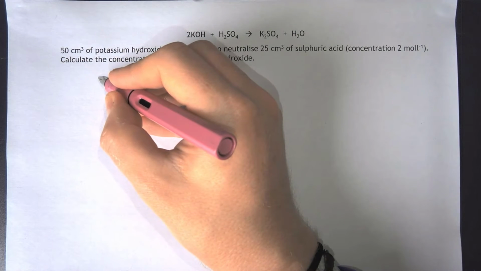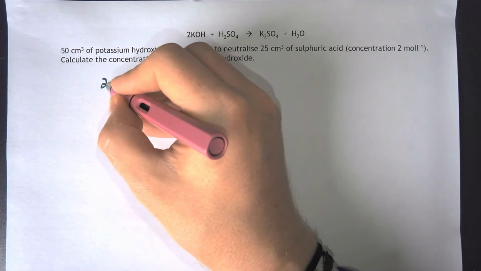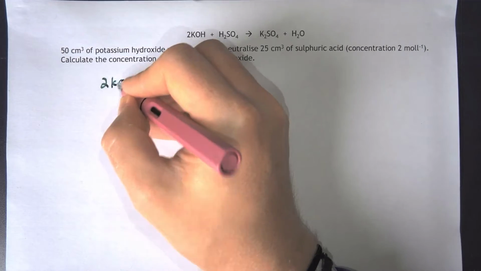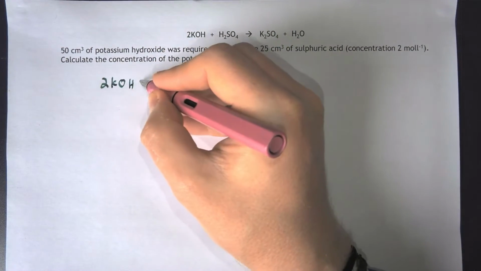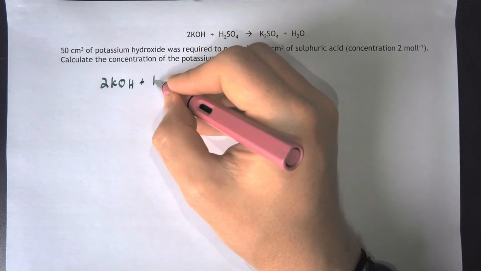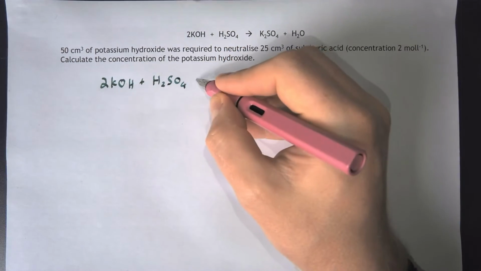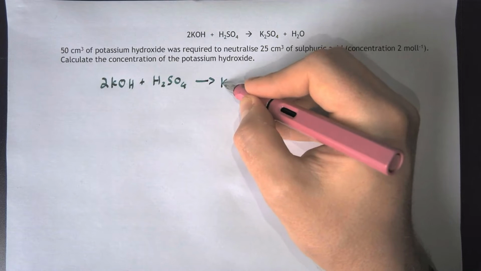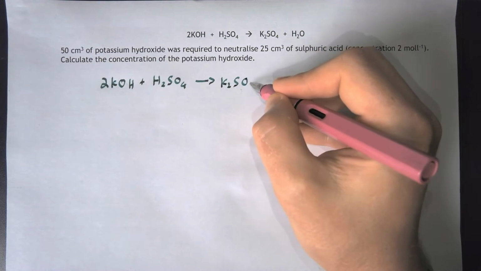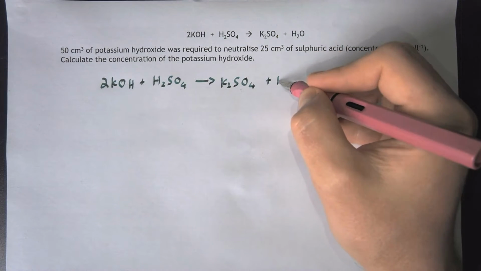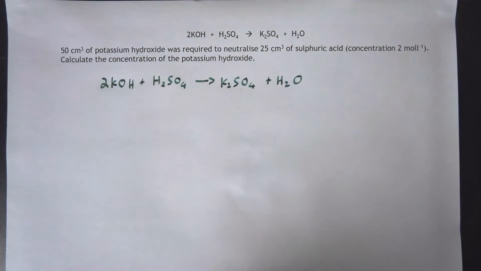The first thing I like to do is to write down the chemical equation. So we've got 2 moles of potassium hydroxide reacting with 1 mole of sulfuric acid to give you 1 mole of potassium sulfate and 1 mole of water.